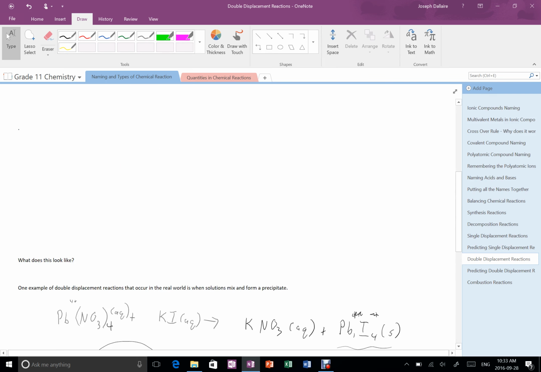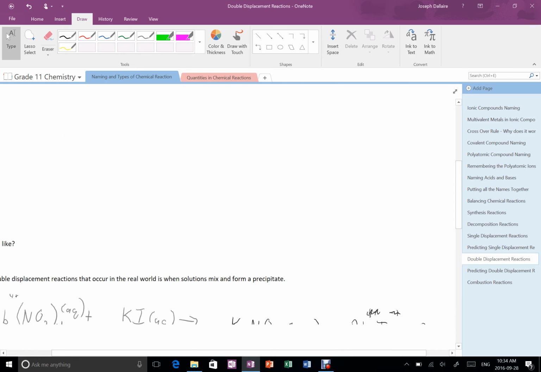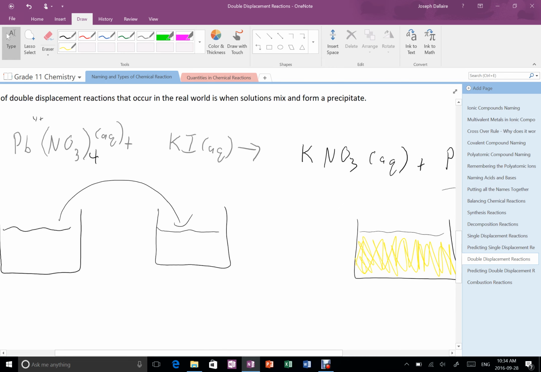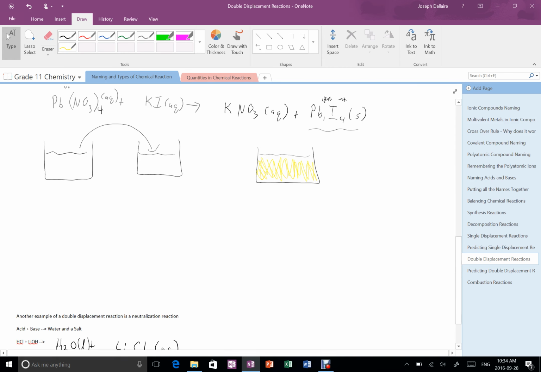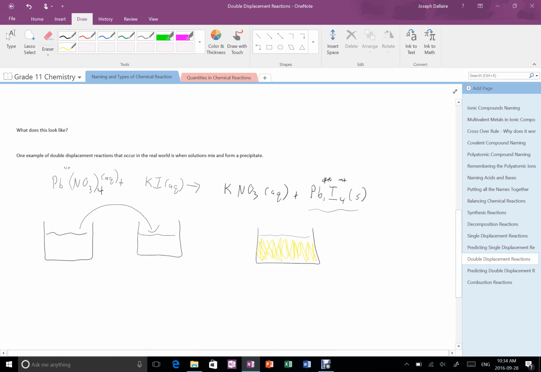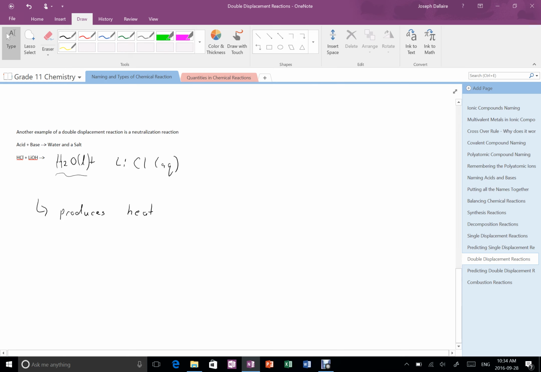So a double displacement reaction occurs when the cation and anion switch partners. In real life, we can see these reactions. For example, if we form an observable precipitate, if we have a solid that forms when all these ions mix up. Or, for example, if some of the ions are H and OH and they come together to form water, to produce heat and stop being acids and bases, or neutralize the acid and base properties.